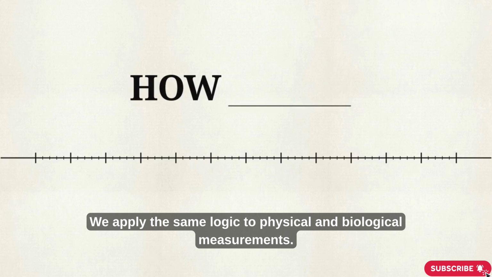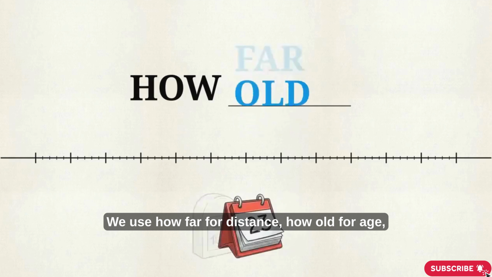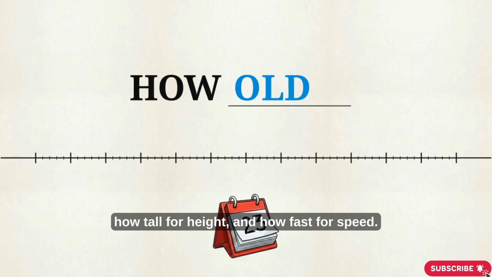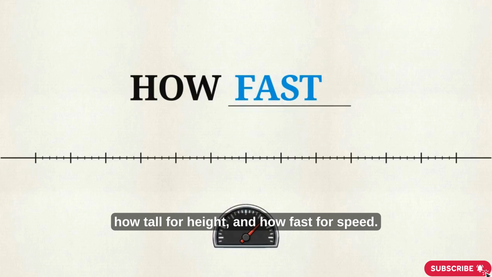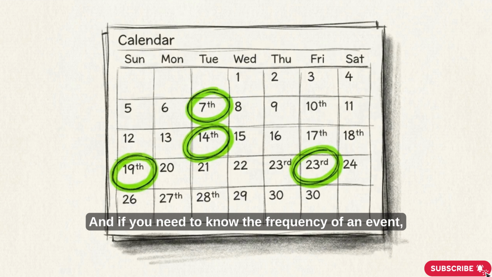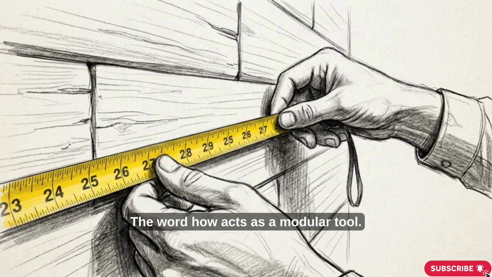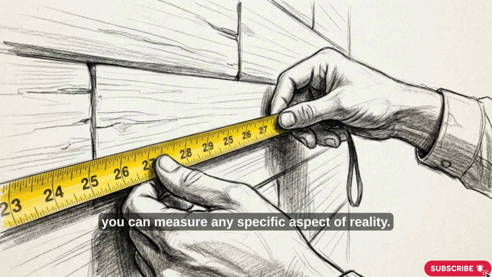We apply the same logic to physical and biological measurements. We use how far for distance, how old for age, how tall for height, and how fast for speed. And if you need to know the frequency of an event, like going to the gym, you simply ask how often. The word how acts as a modular tool. By snapping on the correct modifier, you can measure any specific aspect of reality.